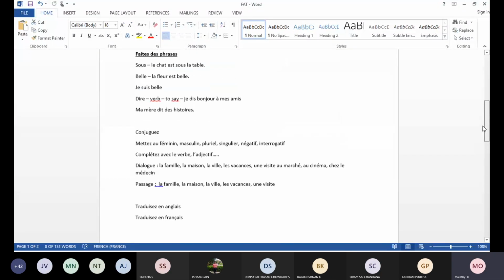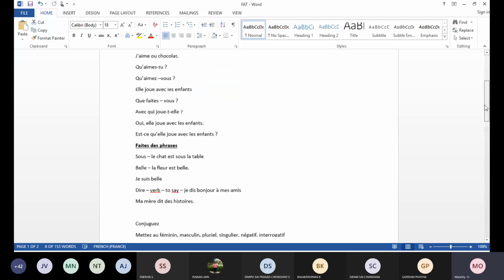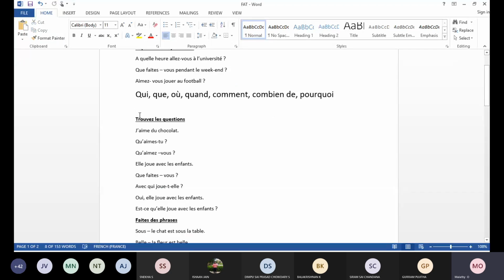So here it is, where you've got to frame the questions. Trouver les questions. Trouver means find. So you'll be given simple sentences. You need to frame the question. So for example, I put a sentence, j'aime du chocolat. So the possible question you could make is, what do you like? So I love chocolates. What do you like? You can't ask the question, do you like chocolate? Yes, I'll tell you why.